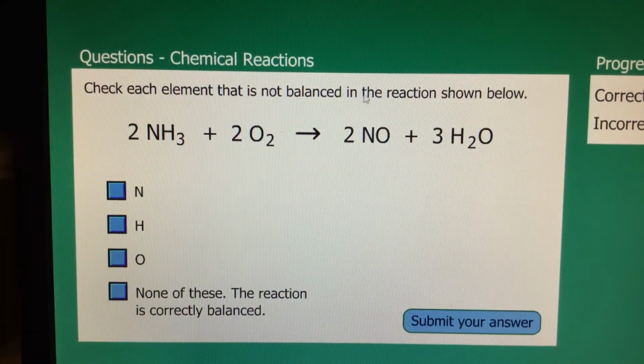It says check each element that is not balanced in the reaction. So let's start with the first one we see. We have nitrogen. There's 2 reactants and 2 products. The next one we see is hydrogen.